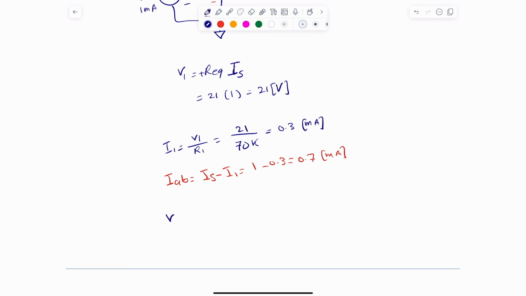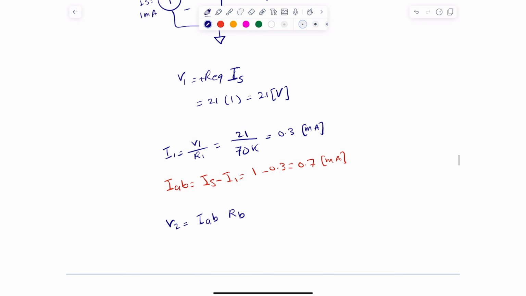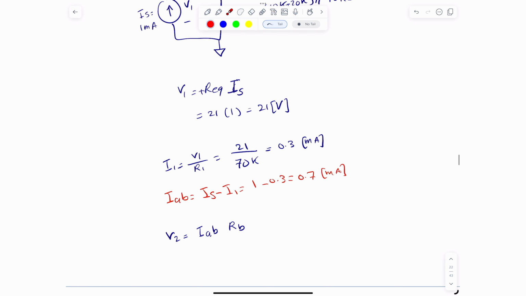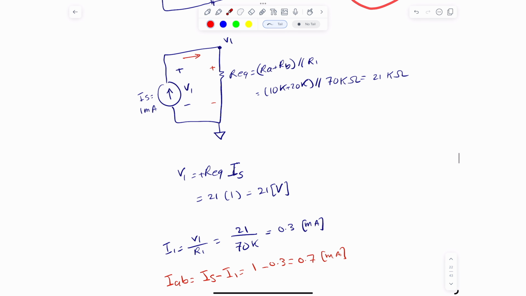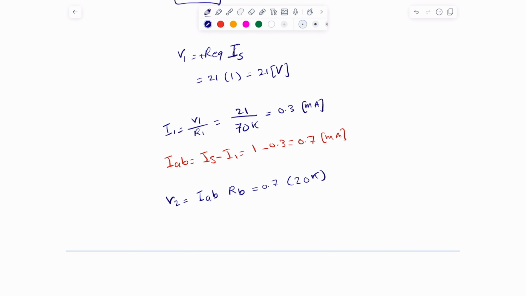IAB times RB. So let me just double check. We have assumed that this is plus, this is minus, and we have this I of AB going to the positive times R of B. So that's simply IAB, 0.7, times RB, which is 20 kilo ohms. So that tells me that this here is 14 volts. Okay, so we know that V2 is 14 volts, and we can write this here as simply 14 volts.